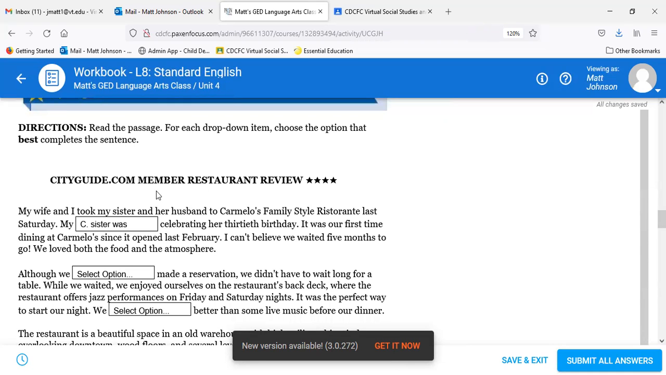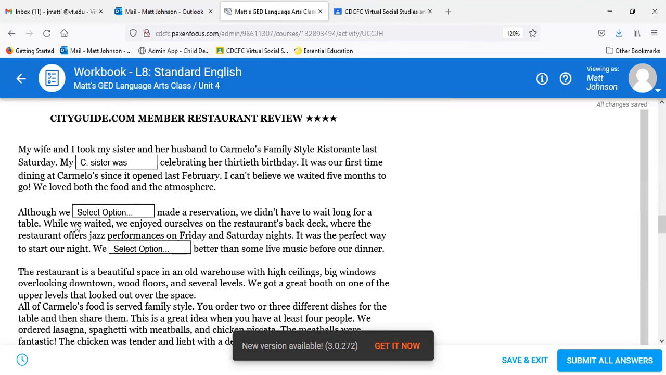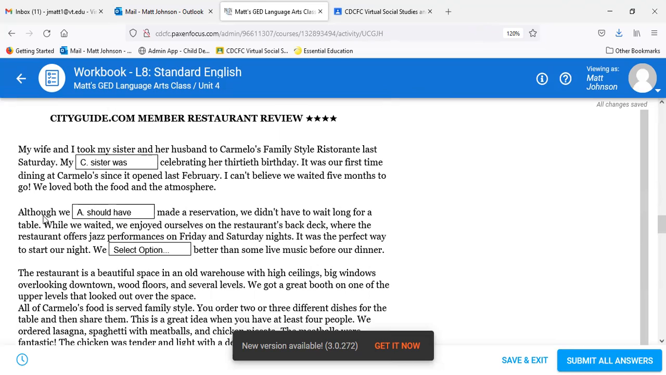It was our first time dining at Carmelo's since it opened last Friday. I can't believe we waited 5 months to go. We loved both the food and the atmosphere. Although we blank made a reservation, we didn't have to wait long for a table. Grace, we'll take that one. Should have, right? Sounding that fully out. Although we should have made a reservation, we didn't have to wait long for a table.